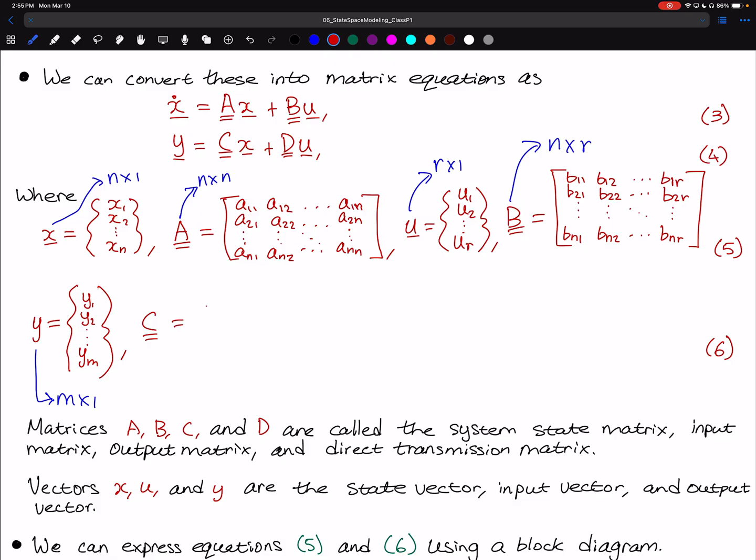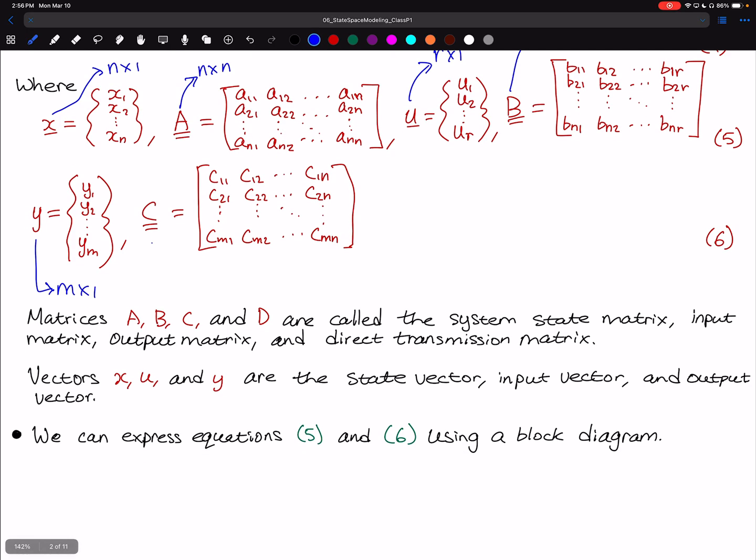Our C matrix is going to be equal to C11, C12, C21, C22, dot dot dot. Then C1n, dot dot dot, C2n. Many dots. And then this will be Cm1, Cm2, and then lastly, Cmn, such that C here is an m by n matrix.